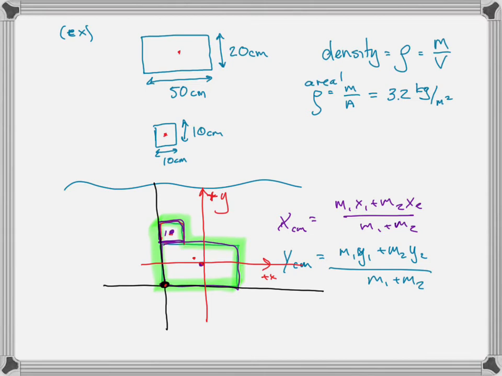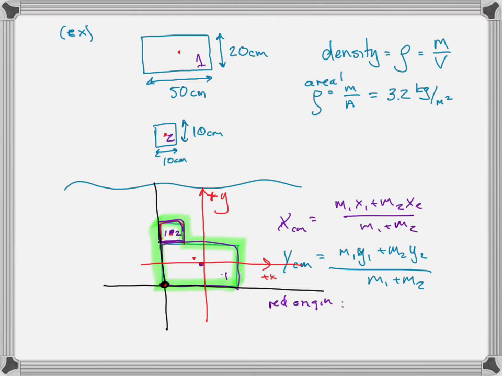Okay, so let's go ahead and, according to the red origin, what is the position of center of mass of 1? Oh, which one's 1? Let's call this 1 and this 2.